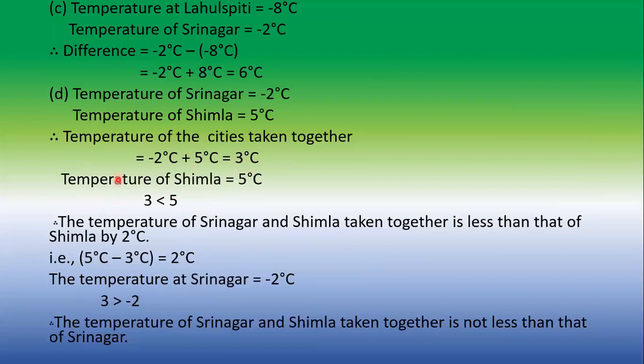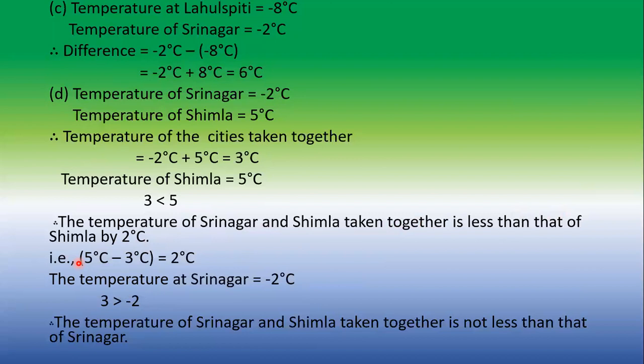And we have to compare this temperature with Shimla's temperature. What is the temperature of Shimla? It is 5 degrees Celsius. And you know 3 is smaller than 5. So the temperature of Srinagar and Shimla taken together is less than that of the temperature of Shimla by 2 degrees Celsius. And also another part of the question: is it also less than the temperature of Srinagar?